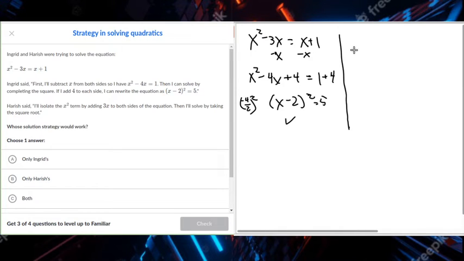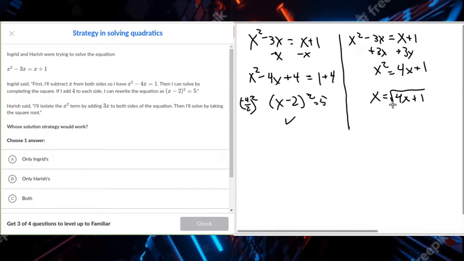And Harish says I'll isolate the x squared term. So we start out the same way. And then we're going to add 3x on both sides. And we're going to get x squared is equal to 4x plus 1. And then he'll solve by taking the square root. So if we take the square root, then we're going to get x is equal to square root of 4x plus 1, and that doesn't really help us. It doesn't give us a solution, so this one is not going to work. So our answer here is only Ingrid.